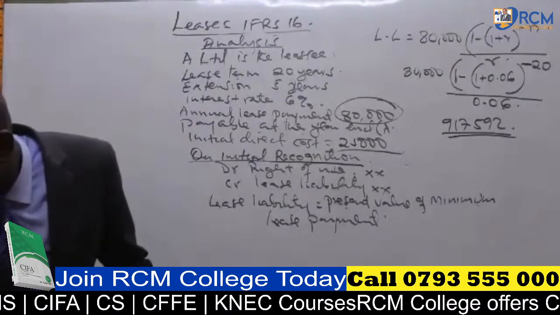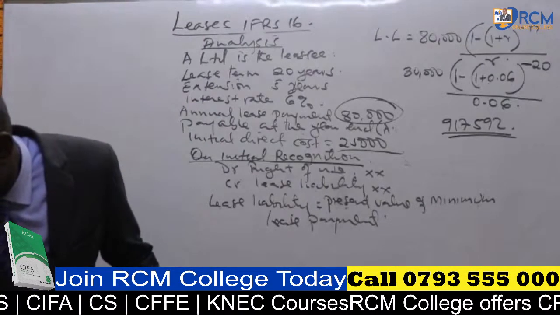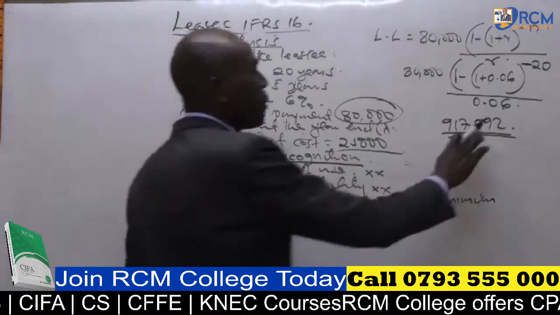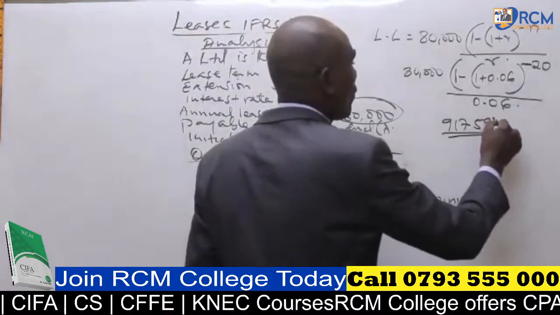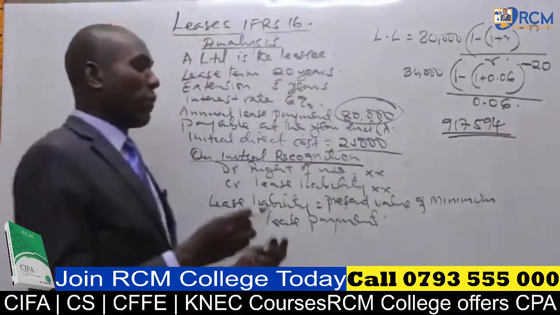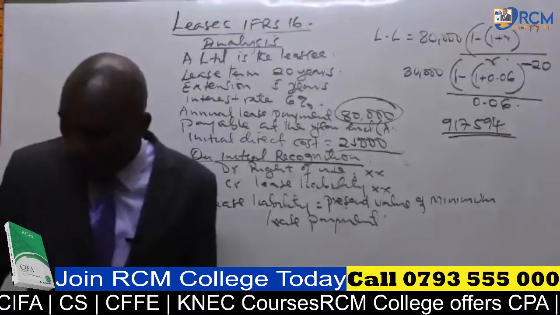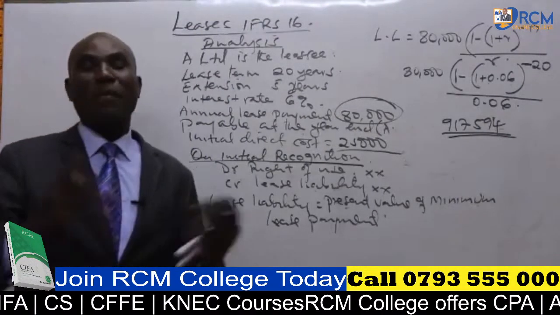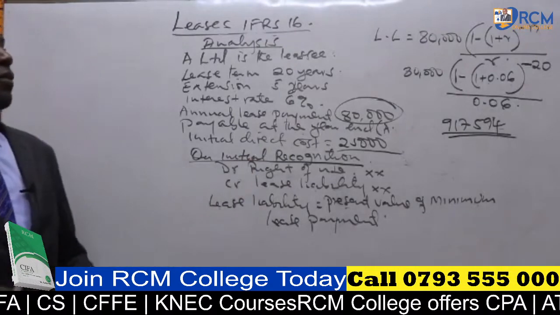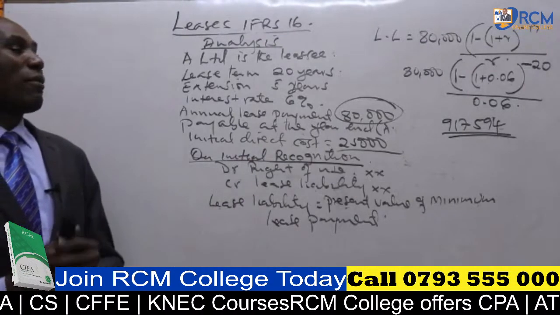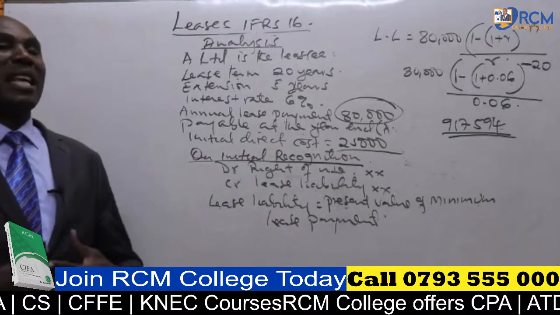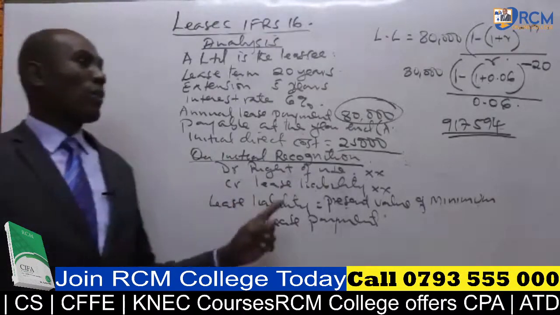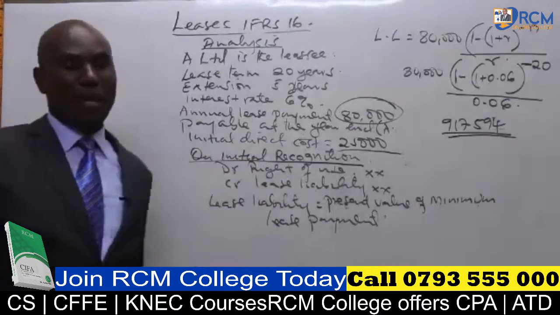Lease liability. I can see 93 point. Therefore, we can put 4. Let's round off to 917,594. I'm rounding off because I'm seeing many of you 93.7, 93.7. Therefore, I'm rounding off to 917,594. That is our present value, which is the lease liability.